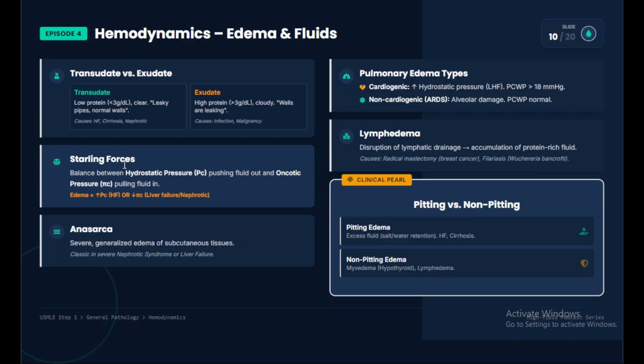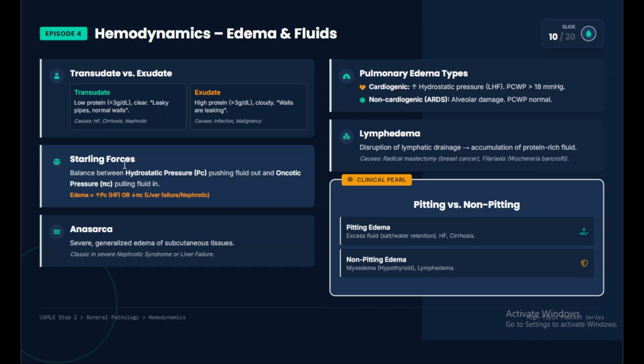That's it. Now, there is something called anasarca, and this is the extreme case when the edema is severe and generalized, involving subcutaneous tissue all over the body. The classic causes include severe nephrotic syndrome and severe liver failure. So just keep in mind, picture a patient with generalized swelling from head to toe. That's anasarca.